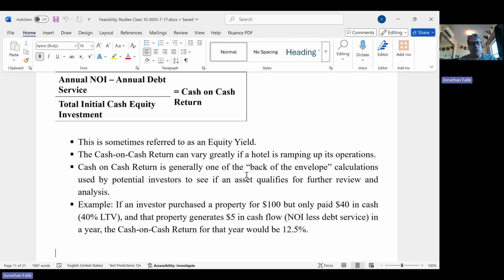So again, I apologize here where it says 40% LTV, it should say 60% LTV. So if the property is purchased for 100 and only $40 is paid in cash, that means it's 60% debt. Okay, and then again, if we generate $5 in cash flow, which is net operating income less interest expense, less debt service, the cash on cash is 5 divided by 40, which is 12.5%.